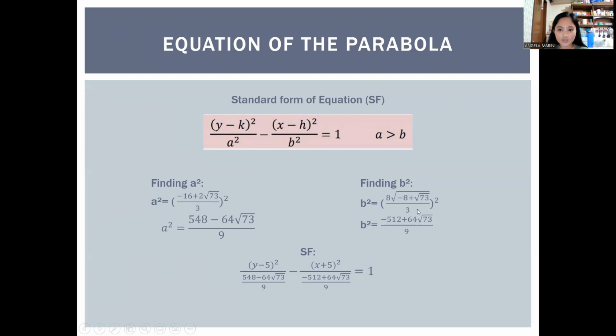And same lang din dun sa b. Para makuha si b square, i-square lang natin si value ni b, which will give us the answer negative 512 plus 64 square root of 73 all over 9. And ngayon, pwede na natin siyang i-substitute dito sa equation ng standard form, which will give us yung final answer na y minus 5 squared all over 548 minus 64 square root of 73 all over 9 minus x plus 5 squared all over negative 512 plus 64 square root of 73 all over 9 is equals to 1. So, ito ngayon yung ating standard form equation.